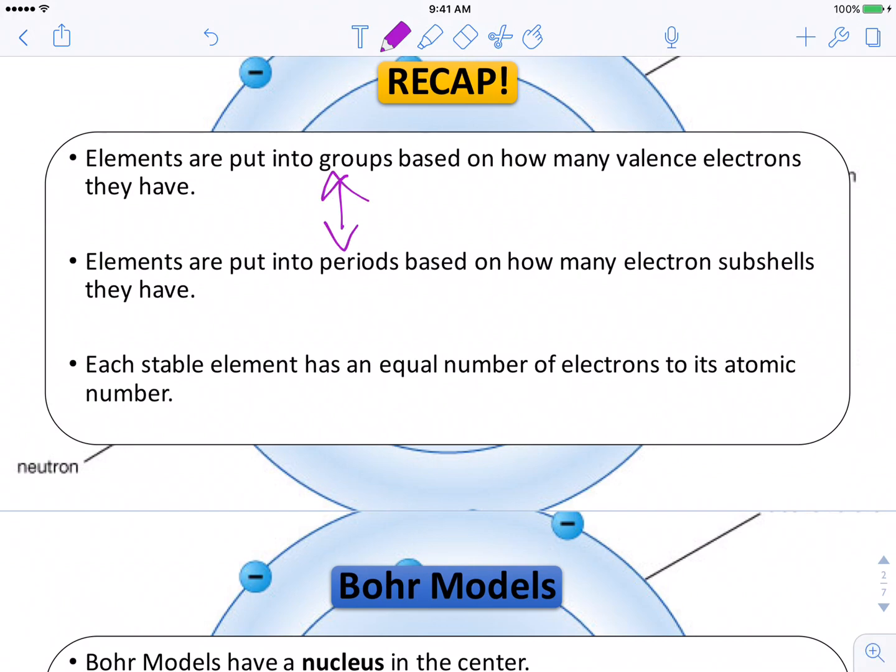So if an element is placed into the seventh group of the representative elements, it will have 7 valence electrons. But for periods, if elements are put into the same period, they have the same number of electron subshells. So remember, there are no more than 7 periods. And if we pick the element calcium, calcium is in the 4th period, so it will have 4 subshells.